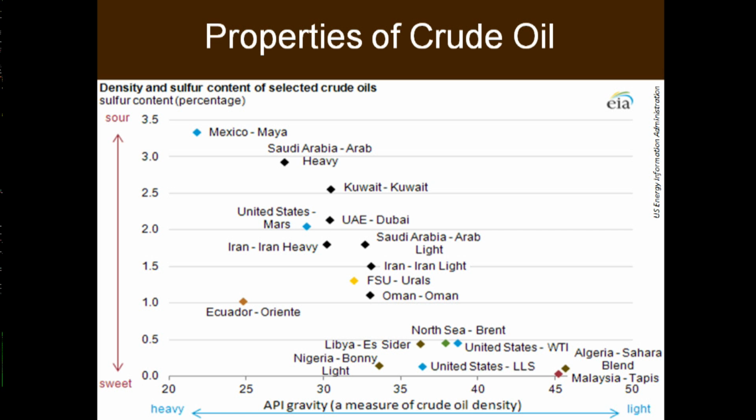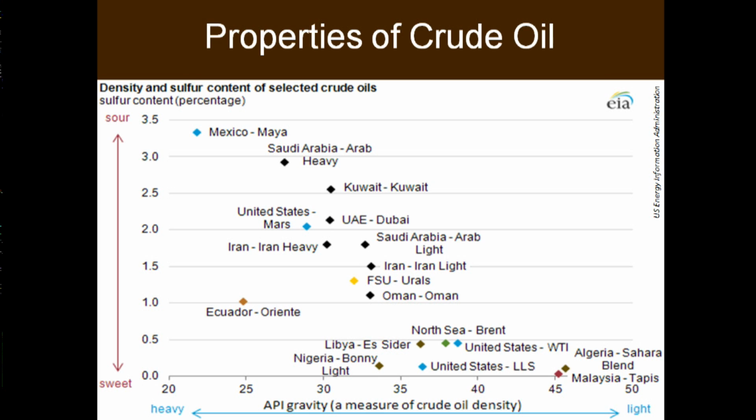So first I'm going to talk a little bit about properties of crude oil. This diagram shows the sulfur content, which is characterized on the axis on the left between sour and sweet. So when it's classified as sour, the sulfur content is higher. Sweet crude oils have a lower sulfur content.